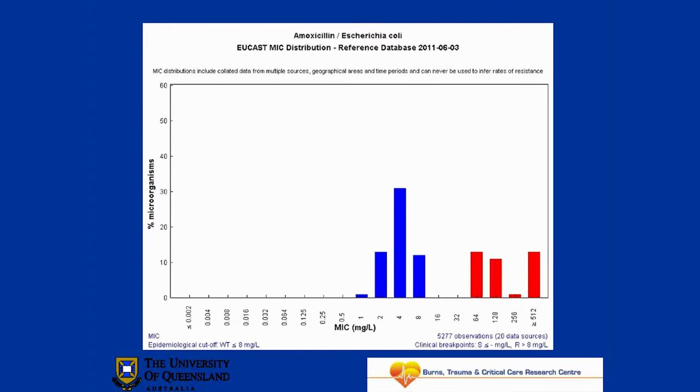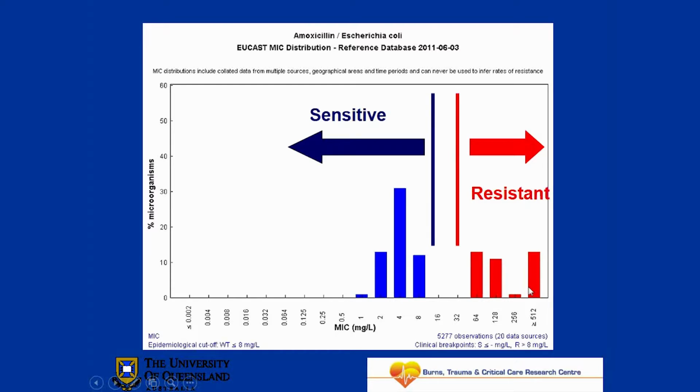So again, from Claire and Narelle's slides, here is a reference to a EUCAST MIC distribution database where there are, I think, 5,000 observations of amoxicillin against E. coli. And there's a nice susceptible group and there's a nice resistant group. So you can look at your breakpoints: to your right susceptible or sensitive and to your left resistant. And you can have a breakpoint there. That's nice and easy and self-explanatory.